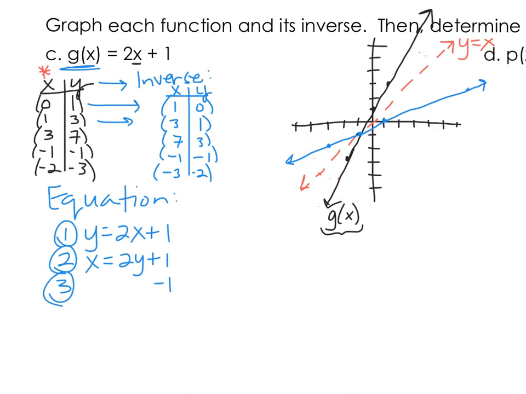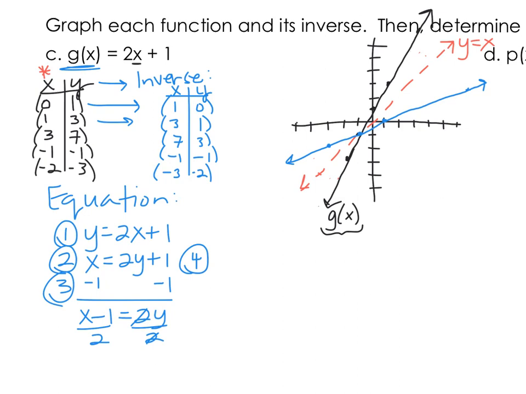I'm going to move the 1 over. We have x minus 1 equals 2y. And then divide each side by 2. So these steps are pretty straightforward. Hopefully you agree. In our last step, that's when we actually write the equation for the inverse.